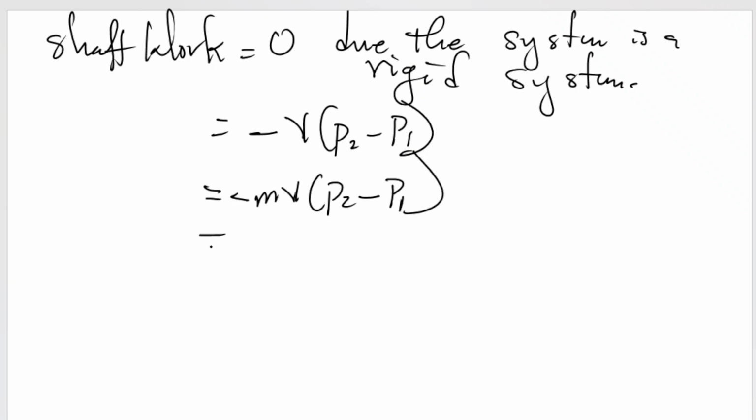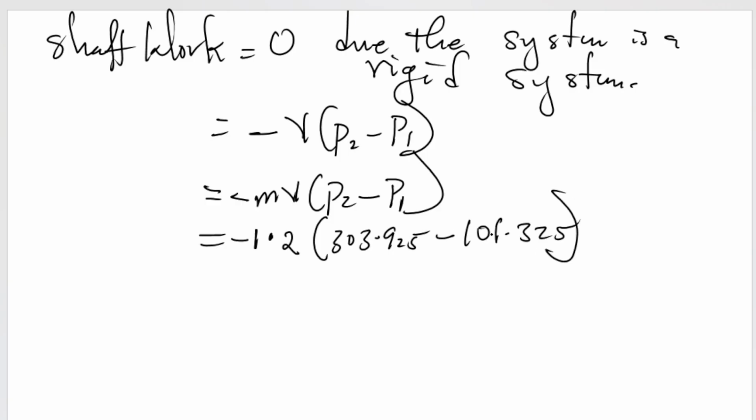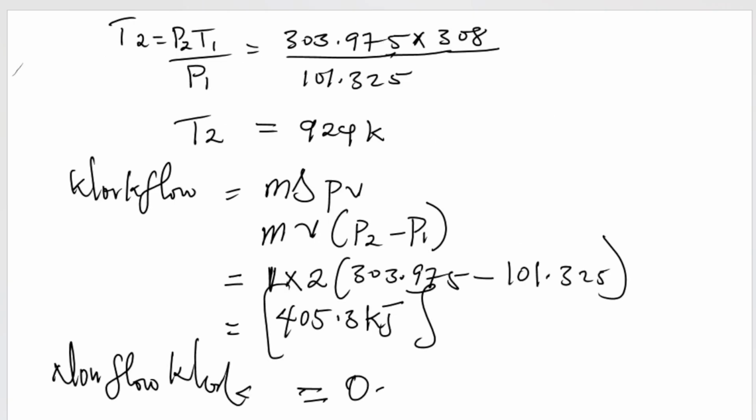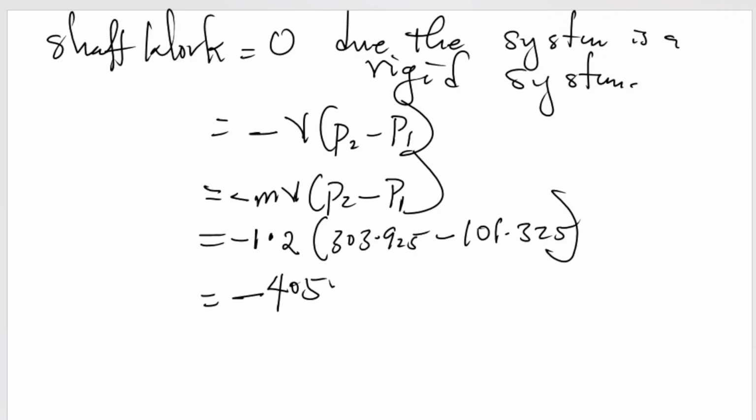Now we know the value for mass, right? We have that our mass is 1, multiplied by volume, which is 2, into 303.925 minus 101.325. This was the same values we had for our flow work. So if you do that, you simply have minus 405.3 kilojoules. So you have your shaft work here to be minus 405.3 kilojoules. This will be the value for your shaft work.